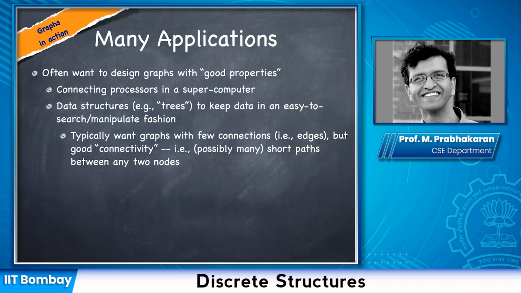So we'd like to have a few connections, but often we'd like to also have good connectivity. For instance, you would like to have many short paths between two nodes. So you don't need to necessarily go from one computer to another directly. As long as you can route it through other computers, you would be happy with that. So you'd like to have some connectivity property while still keeping this graph sparse in terms of the direct connections you put in between the different nodes in the network.